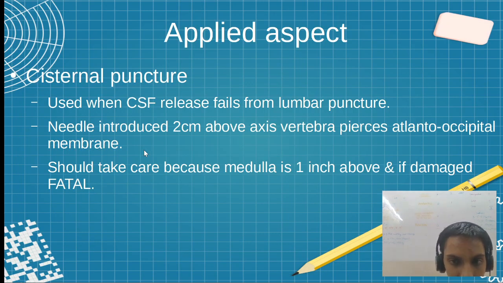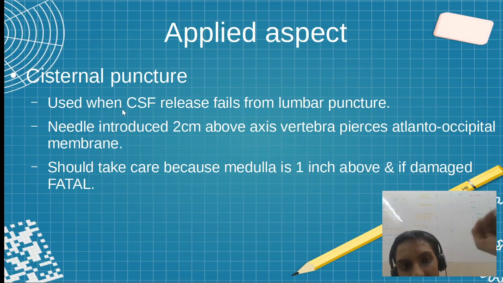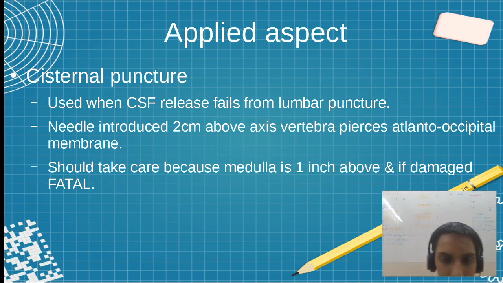Remember, when lumbar puncture fails, you will do a cisternal puncture, just 2 cm above the axis vertebra where the membrane is. That's where the needle should go, the atlanto-occipital membrane. And we should take care because a lesion to the medulla is very serious and fatal.